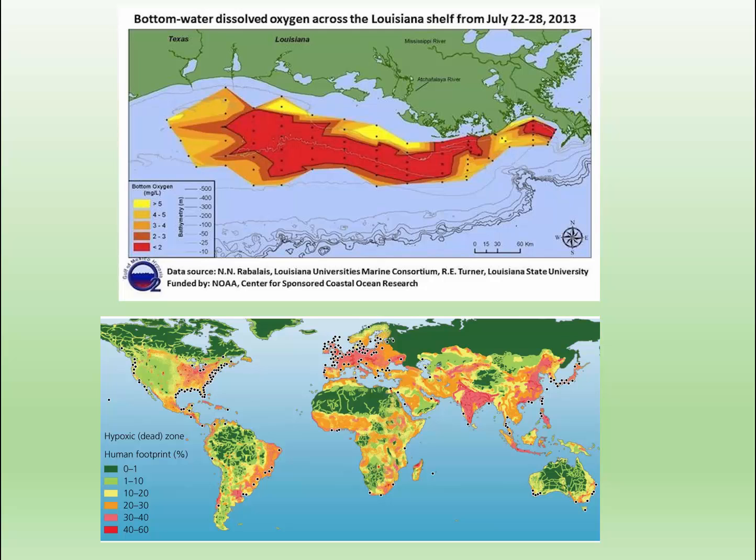There is a large dead zone in the Gulf of Mexico that runs along the coast of Texas and Louisiana. The water there contains less than 2 milligrams per liter dissolved oxygen, which is the technical classification for hypoxic. Hypoxic or dead zones are well documented around the world. Notice the dead zones are offshore of areas with high ecological footprints. The image in the bottom right is figure 5.10 in your book.